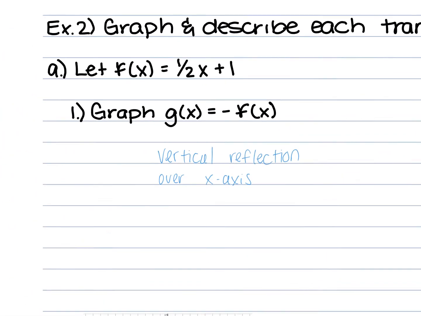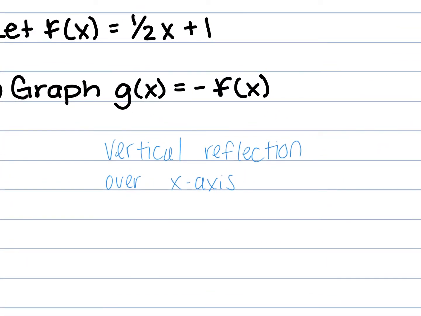Number 1 was a vertical reflection because the negative was outside. Gabriel, how do you know what axis it's over? If it's vertical, go top to bottom. Why? Look at what I'm reflecting over. What axis am I reflecting over? Up and down. What axis is right here that you're reflecting over? The x. So that's a reflection over the x-axis.